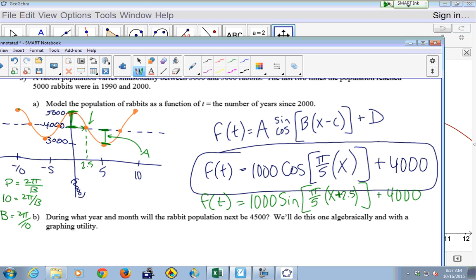It's x minus the shift, and the shift was 2.5, so... Oh, I know why. I know why. No, so it's not the minus.